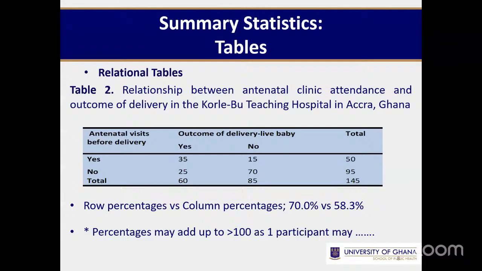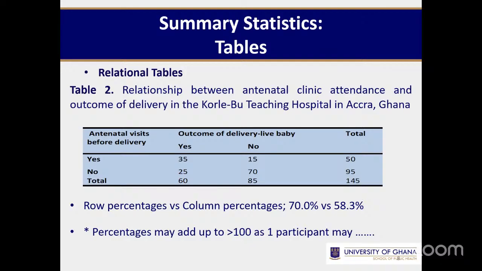Now let's talk about the relational tables. Relational tables are a little beyond the descriptives because you are doing what we call a cross tabulation or what we call a contingency. If the outcome is made up of 2 attributes and the exposure is also 2, then people will call it a 2x2 contingency table.